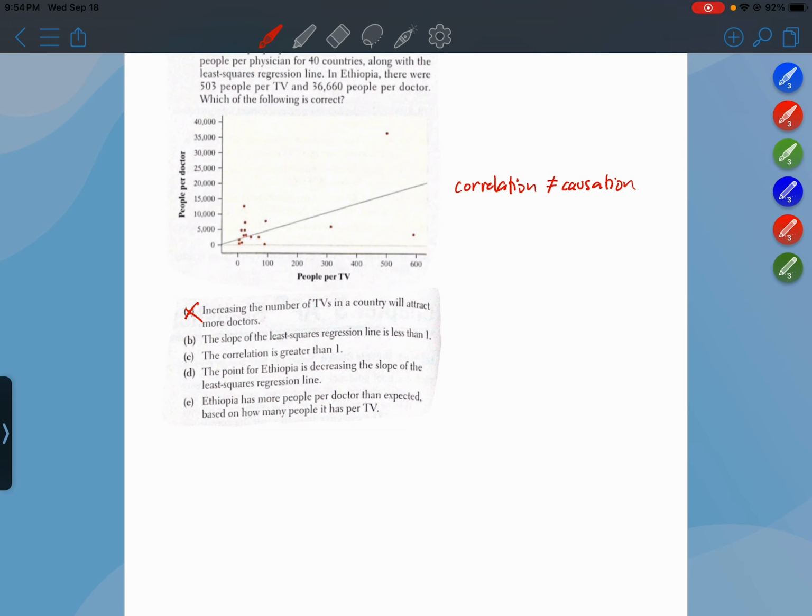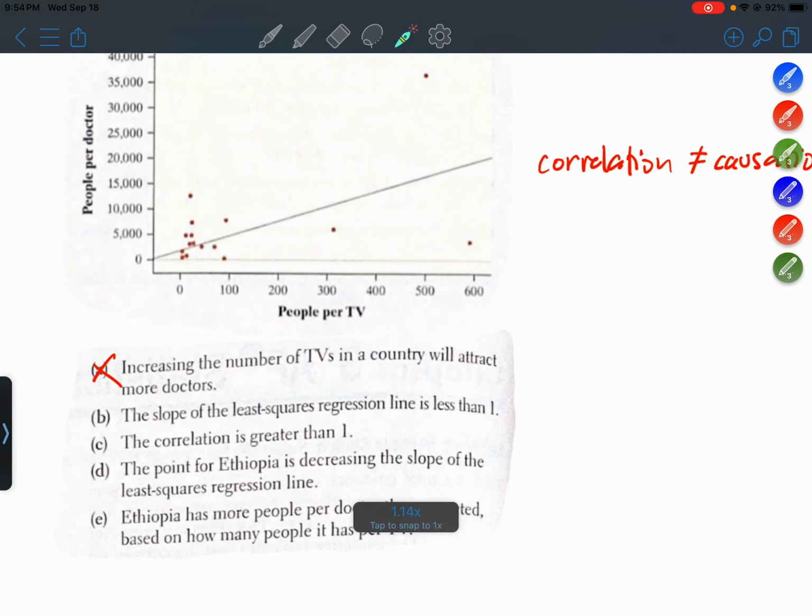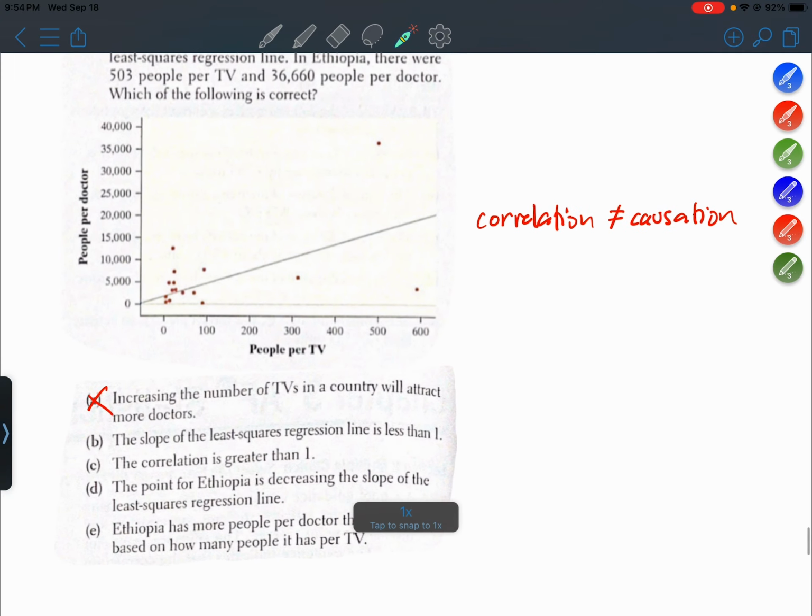The slope of the least squares regression line is less than 1. Okay, just looking at it, it looks like a pretty shallow or flat slope, but we have to look at the units here. The units on the x-axis are just in the hundreds, but the units on the y-axis are actually in the tens of thousands. So let's estimate the slope.